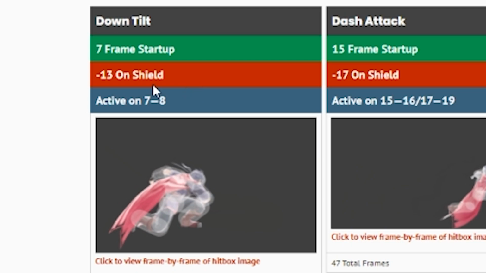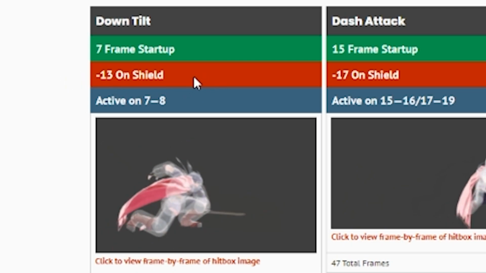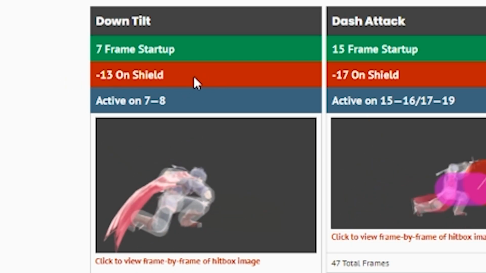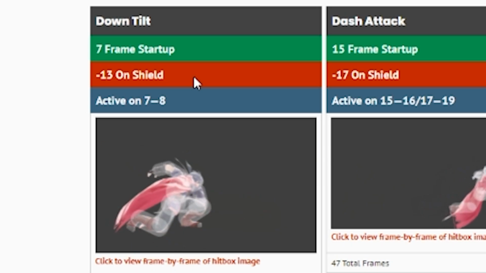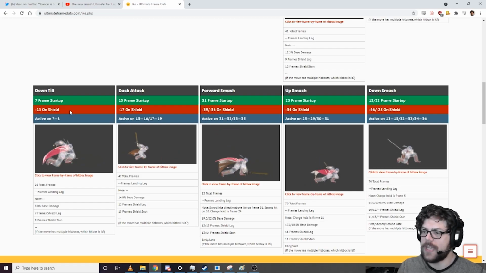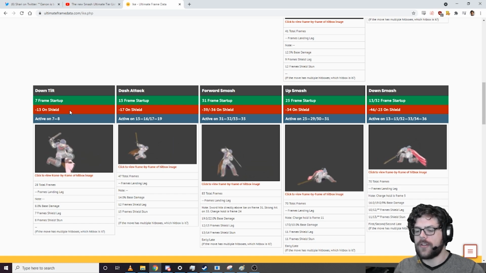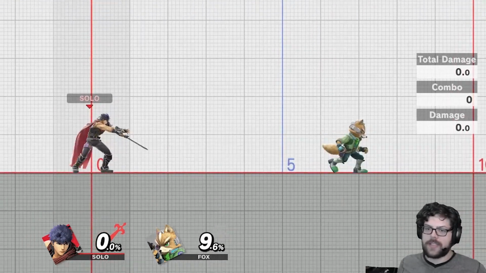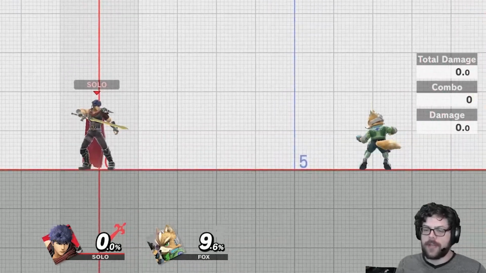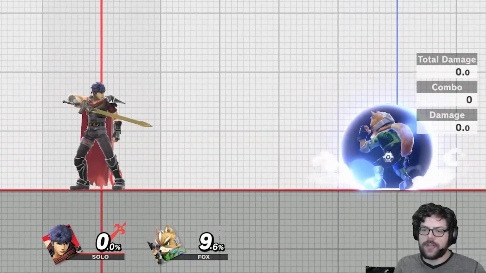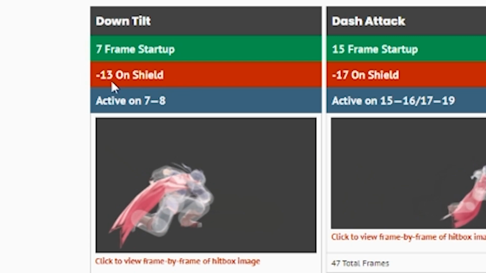Next up, we have to understand what this red number is. And this is a little bit trickier to demonstrate, a little bit more confusing. But bear with me, I promise it's not that complicated and you guys will understand it. So down tilt is -13 on shield. Okay, got both Joy-Cons here, so I'm able to control Fox as well. So if Fox is shielding, right? It said -13 on shield.